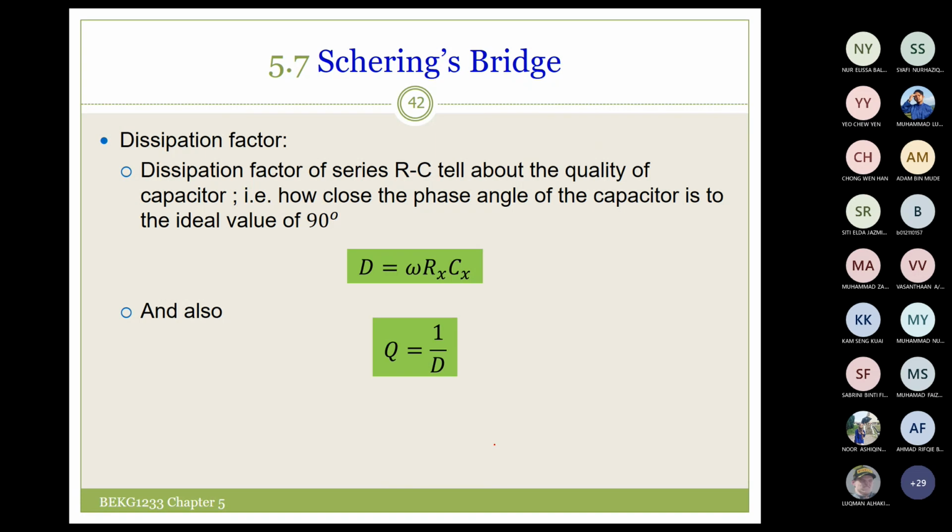In the Schering bridge, there is a dissipation factor, where the dissipation factor is also related to Q, the quality factor, which is equal to 1 over D, and D is omega Rx Cx.